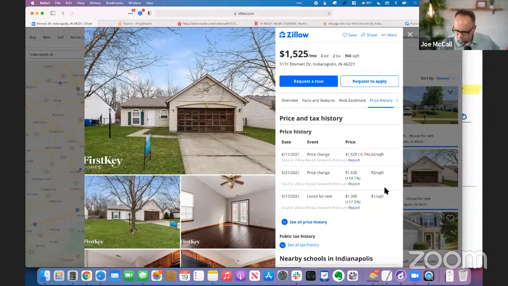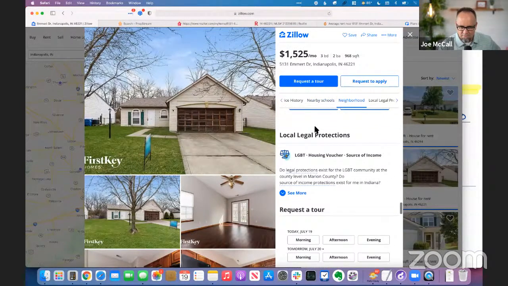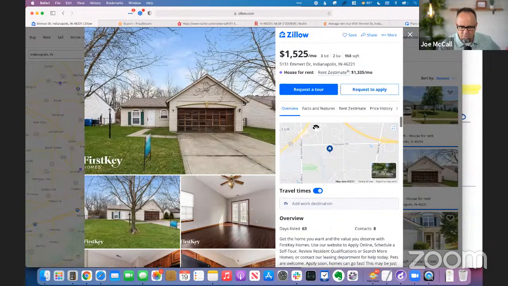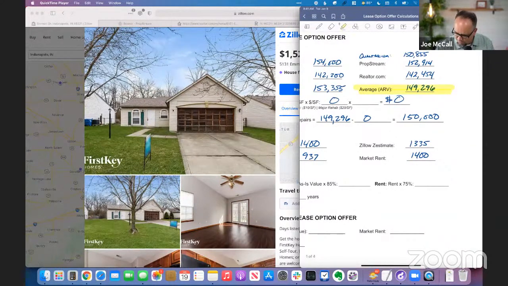So I'm going to go with 1,400 a month, because it's been on the market for 2 or 3 weeks and they haven't rented it yet. Somewhere in here, it'll show you how long it's been on Zillow. Days 63. So let's do 1,400, okay? 1,400. Now, there's a few things I want to just emphasize here.